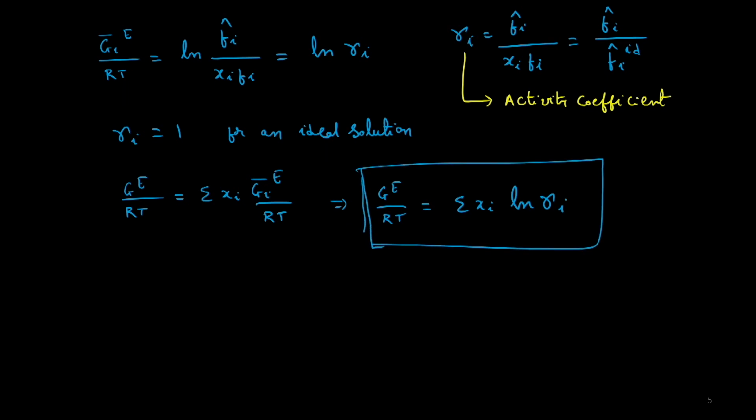So if I know the activity coefficient of the species in the solution, I can calculate the excess Gibbs free energy for that particular solution. We'll come back and see how we can obtain this value of gamma i from experiments. But that's the essential idea of introducing activity coefficients.